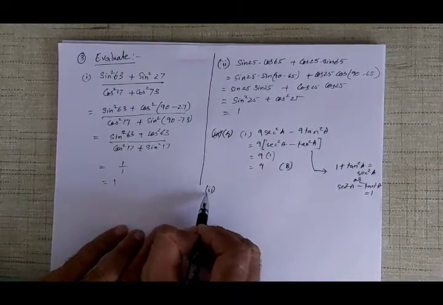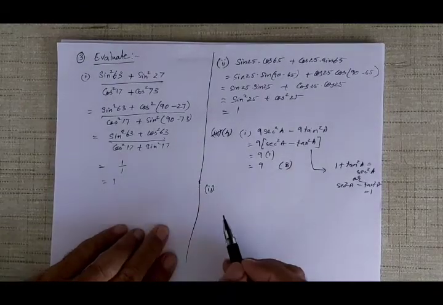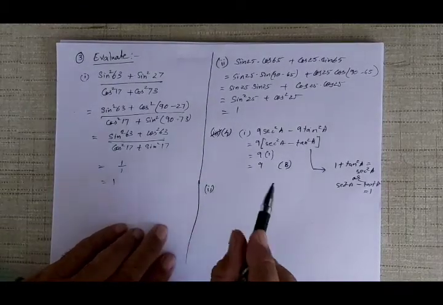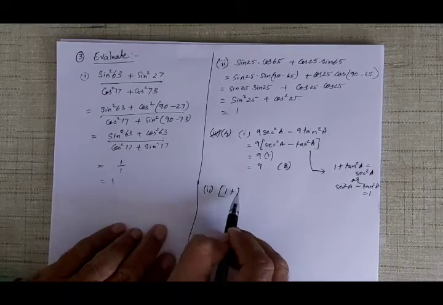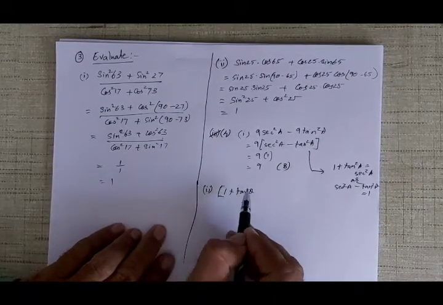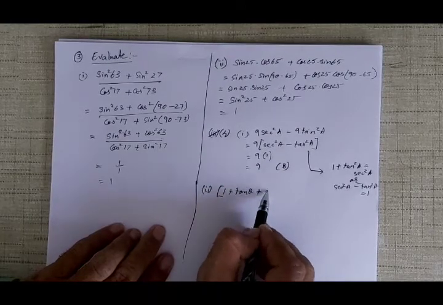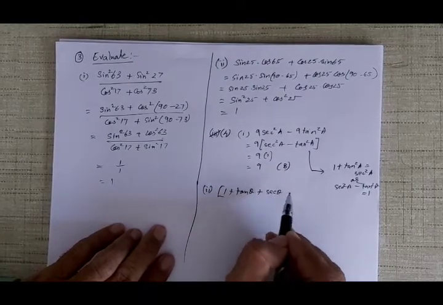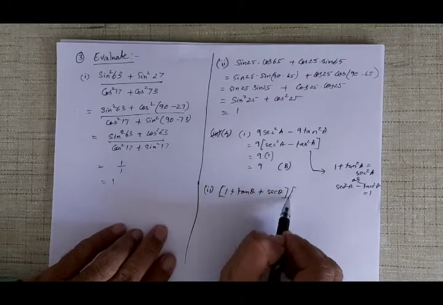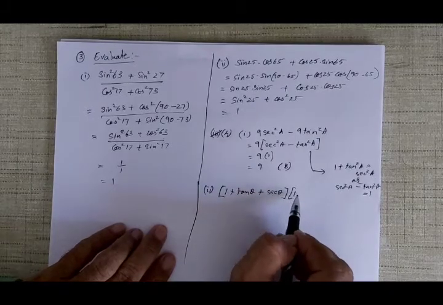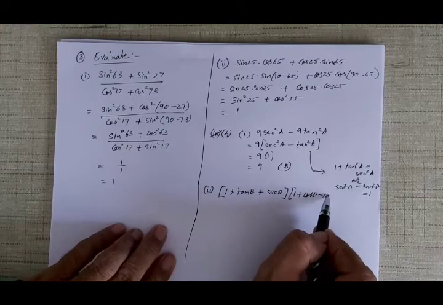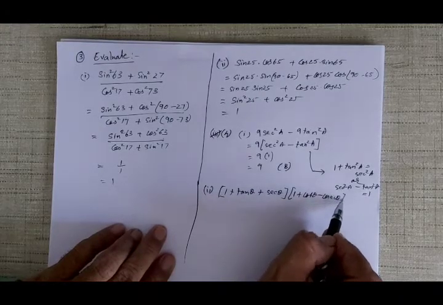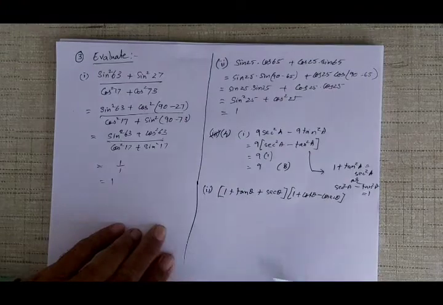Alright, let's do the second one. The second one says 1 plus tan theta plus sec theta, into 1 plus cot theta minus cosec theta, and find the value of this and justify it.